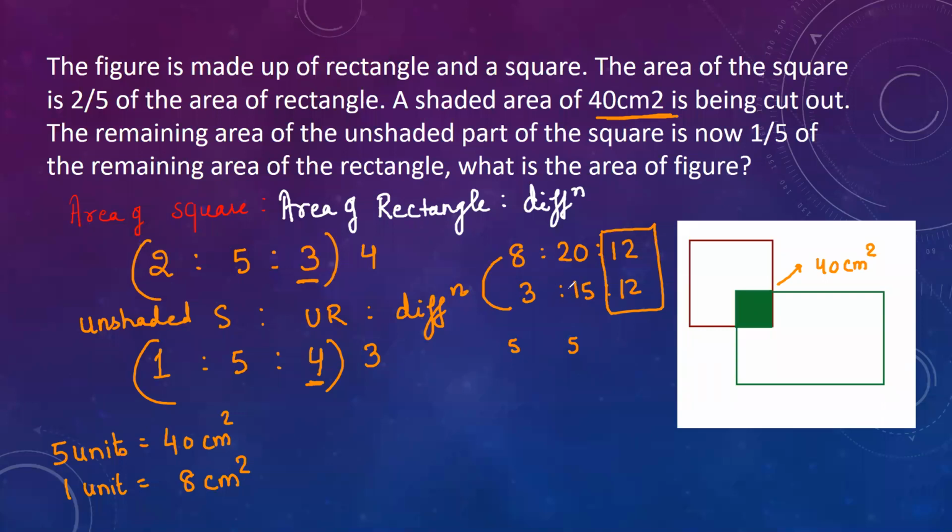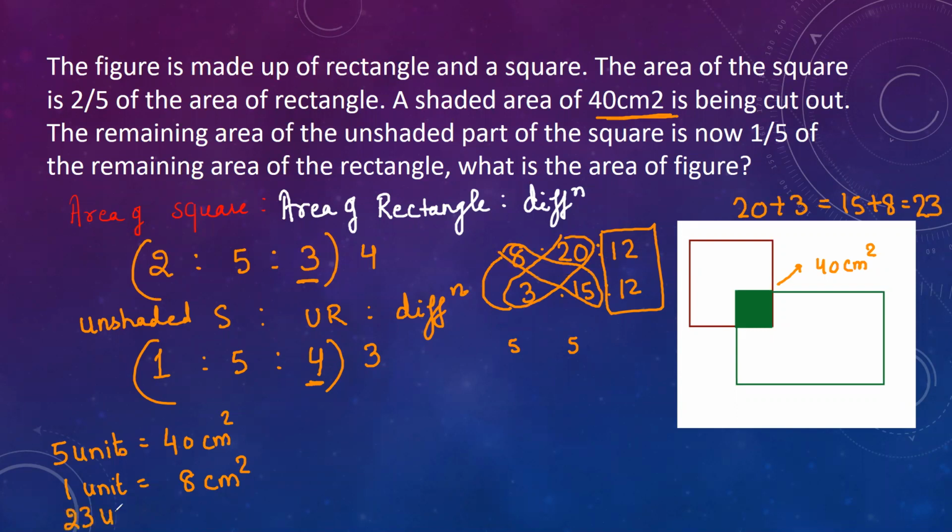So now you have to see what will be the area of the figure. Either you do 20 plus 3, which will be the area of the figure, or you can do 15 plus 8. That also will give you the area of the figure. That is how many units? 23 units.